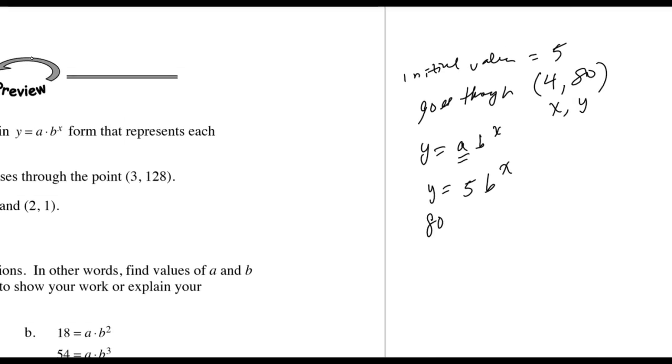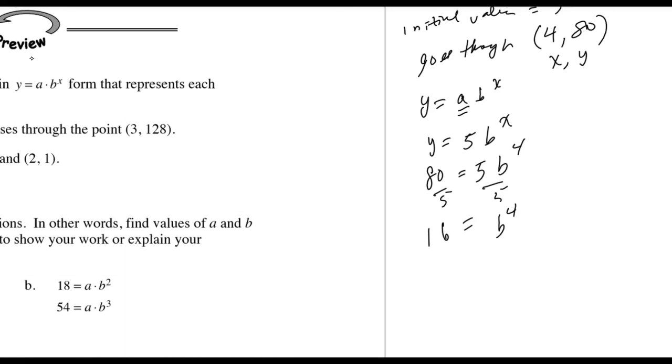So I'm going to put 80 for y equals 5 times b to the fourth, because x is 4 right here. Okay. So how do I solve that? I divide both sides by 5. That leaves me with b to the fourth equals 80 divided by 5, which is 16. So how do I solve for b to the fourth equals 16? I want just b by itself. So remember that we could use the exponent rule, power to a power, right? So b to the fourth to the 1/4 power. And I'm going to do that to both sides of the equation.